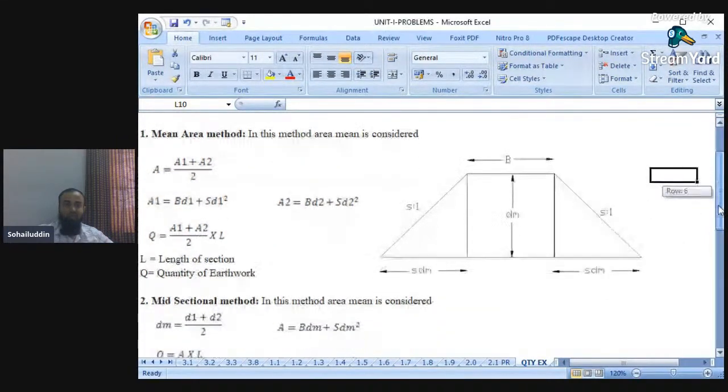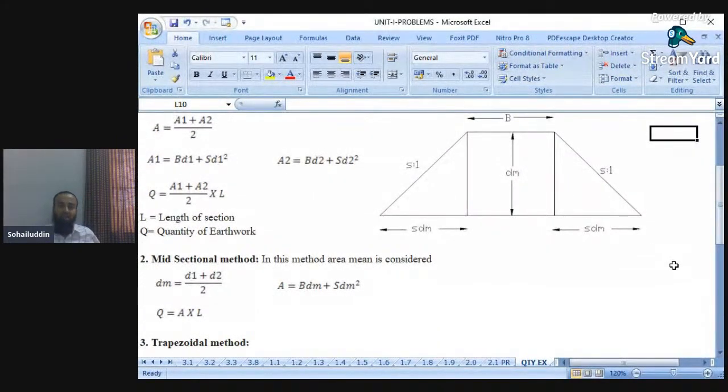Next, the second method is the mid sectional area method. I have shown you this problem. This figure is common for both, whether we are finding the quantity by the mean area method or the mid sectional method. It is one and the same. So here we are taking the mid section.